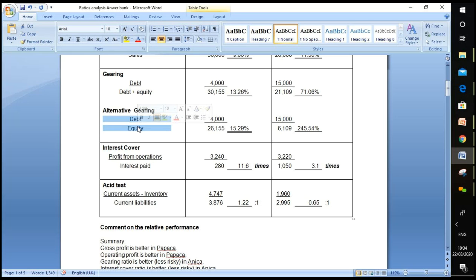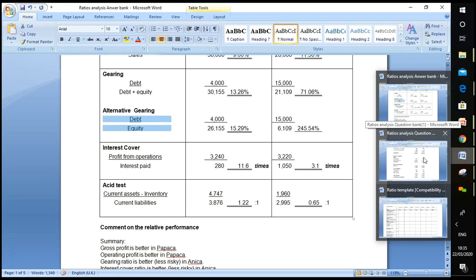But if we look at the other company, Papika, they are totally opposite. They have 245% debt against 100% equity. So they are more risky because they are running the business on a lot of debt. So it's a high risk compared to Anika. We can argue here, and we can look around the industry benchmark. Any question? No.